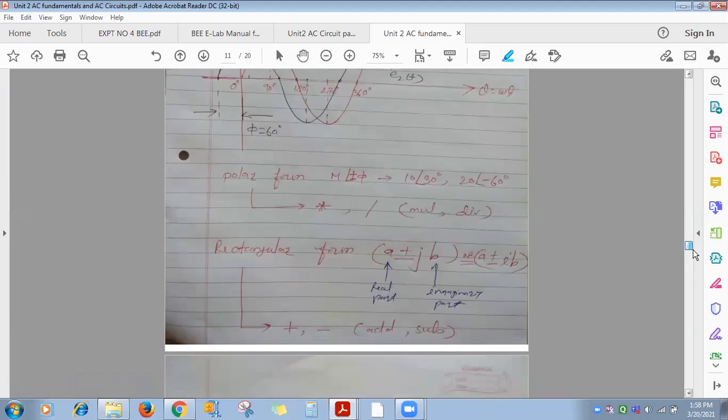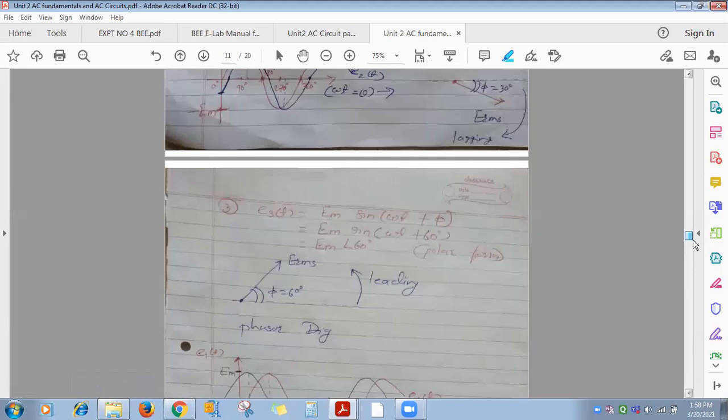Next we are going to see polar to rectangular and rectangular to polar conversion. Polar form we have seen. Now what about rectangular? Suppose the terms are given to you as instantaneous equations: Vm sin omega t, Vm sin of omega t minus 30 degrees, Vm sin of omega t plus 60 degrees. If you get asked to do v1 plus v2, v1 minus v2, v1 by v2 or v1 into v2, in terms of instantaneous equations, addition, subtraction, multiplication, division is very difficult.